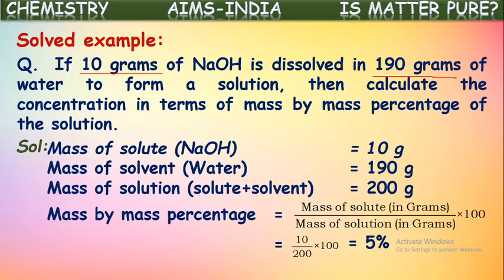Okay, this is mass by mass percentage, which represents the quantity of solute in grams present in every 100 grams of the solution. As we have got it here as 5%, this represents there will be 5 grams of sodium hydroxide in every 100 grams of solution when we dissolve 10 grams of sodium hydroxide into 190 grams of water to form a solution. Okay, in this way we can calculate mass by mass percentage.